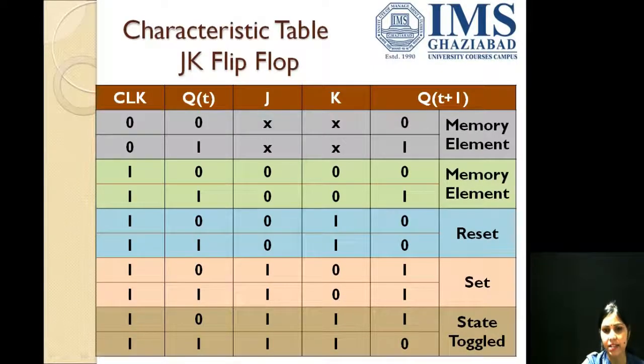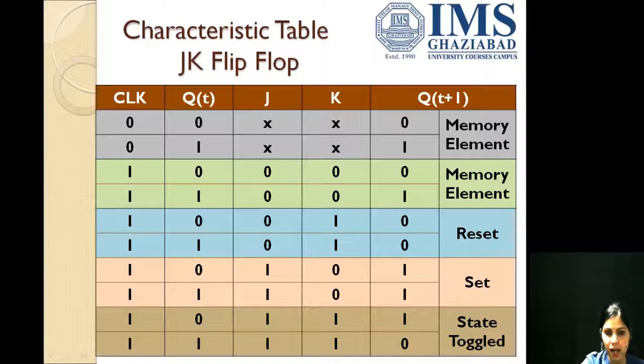This is the characteristic table for JK flip-flop. Here we can see that when clock is 0, whatever previous input is, whatever value of J and K is, the output remains the same. That means the Qt and Qt plus 1 are the same. That means it works as a memory element. When clock is high, J is 0, K is 0. Again, the JK flip-flop works as a memory element. There is no change in the output.